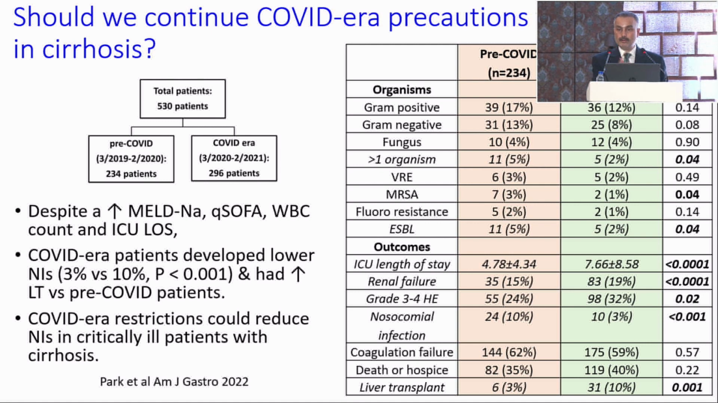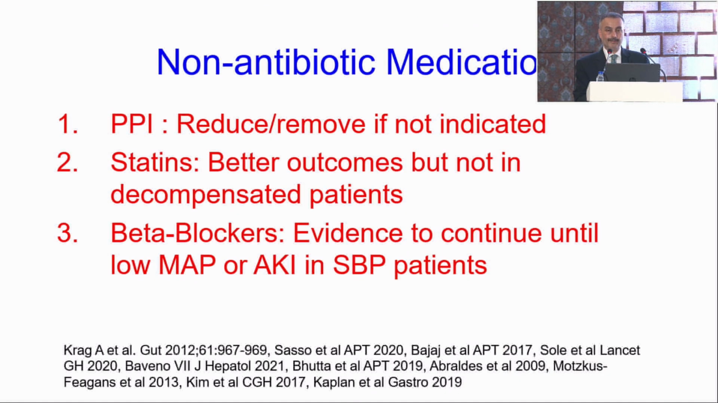And this report clearly says that despite all these things, these patients have a better outcome if they were treated in the COVID situation. So this may be an intriguing practitioner behavior we can take behind. Clearly, we want to reduce PPI. We already talked a little bit about statins, but in decompensated patients, things become a little challenging.